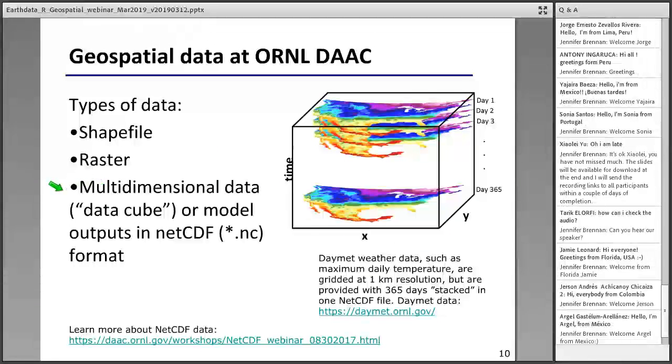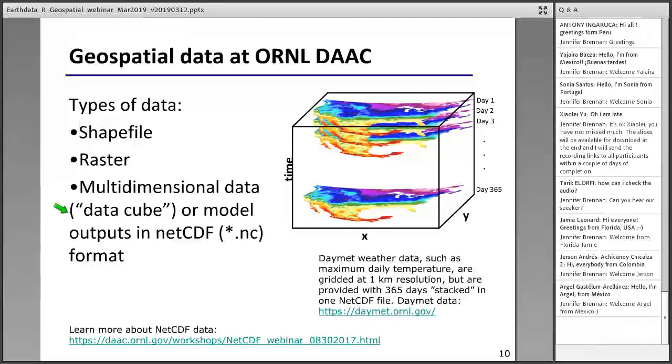The third type of geospatial data that we have at our DAAC is called a NetCDF file format. The NetCDF format includes multi-dimensional data. You might think of it as a data cube. And an example of multi-dimensional NetCDF data is shown here. This data includes Daymet weather data, including maximum daily temperature. And it's gridded across North America at 1 kilometer grid cell size, or resolution. But the NetCDF file format allows us to stack all 365 days within 1 year into one NetCDF file.